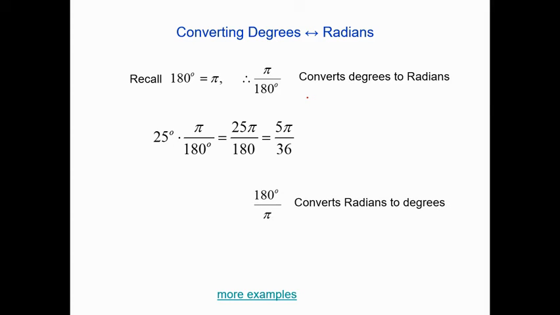Okay? And then we have 180 degrees over pi, and this converts radians to degrees. So we have 5 pi over 18 times 180 over pi. Notice how easy the pi's cancel. And then you just go ahead and reduce. So 18 goes into 180, you get a 10 left, and then 5 times 10 is 50. Let's do a few more examples.